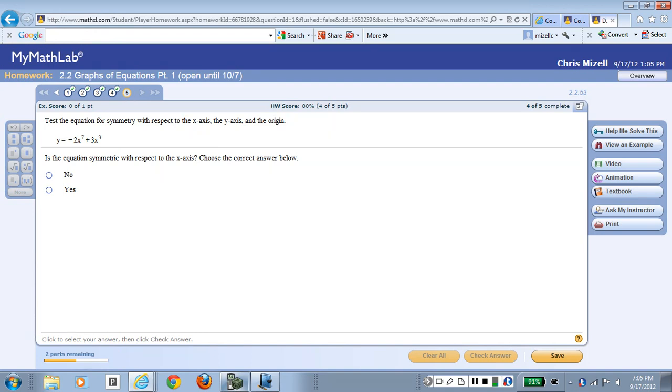What are the odd exponents telling us? Oh, it's not going to have y-axis symmetry. And let's see. Let's check for x-axis symmetry.